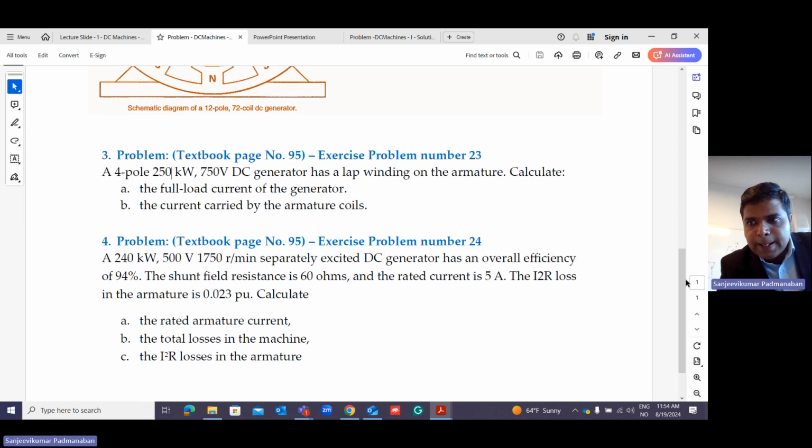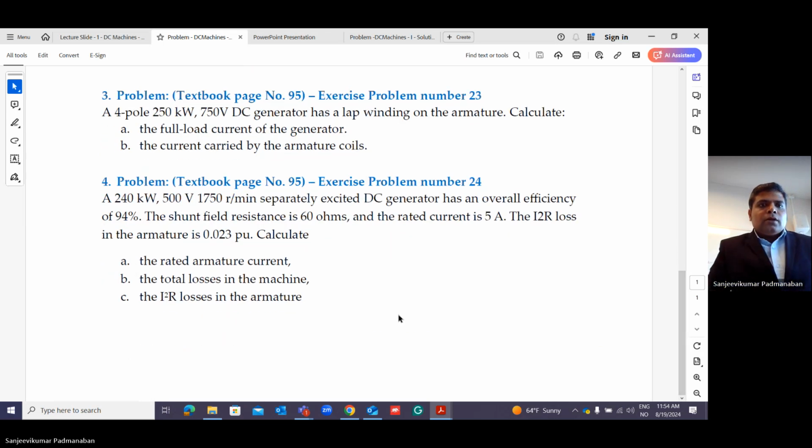So the last problem: a 240 kilowatt, 500 volt, 1750 revolution per minute, separately excited DC generator has an overall efficiency of 94%. Also, the given shunt field resistance is 60 ohms. The rated current is 5 ampere.